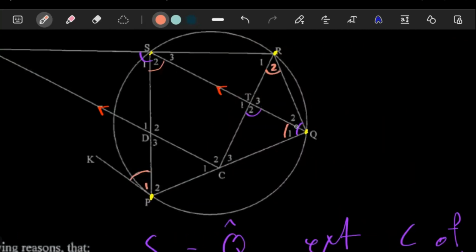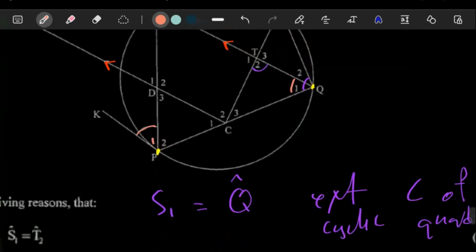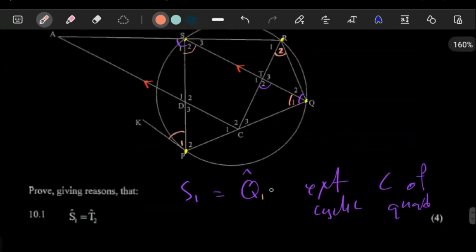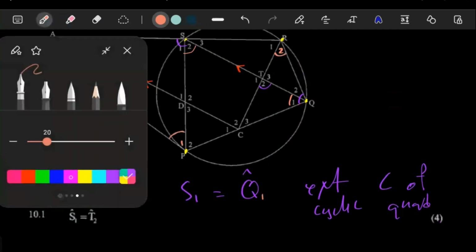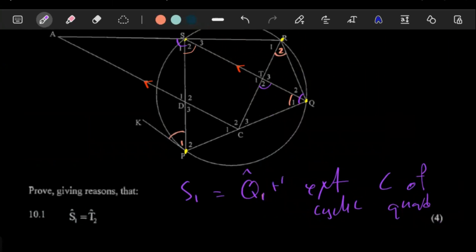So we say this is equal to that whole thing, so let's write it out like that. This is equal to Q1 plus Q2. And then what else do we know? We also know that S2 is equal to Q1, but how is that useful in any way? That is quite interesting.